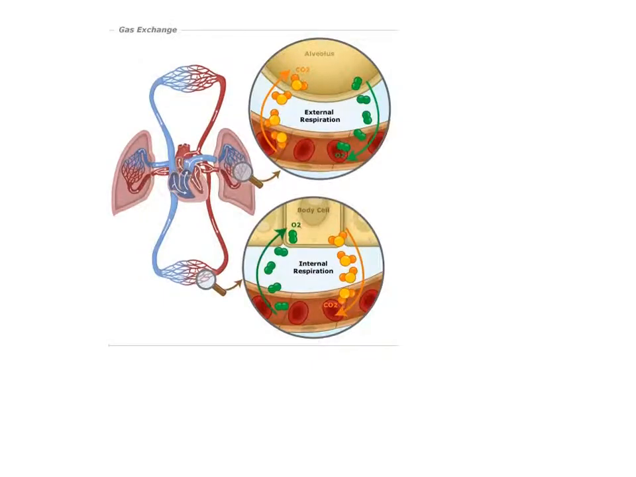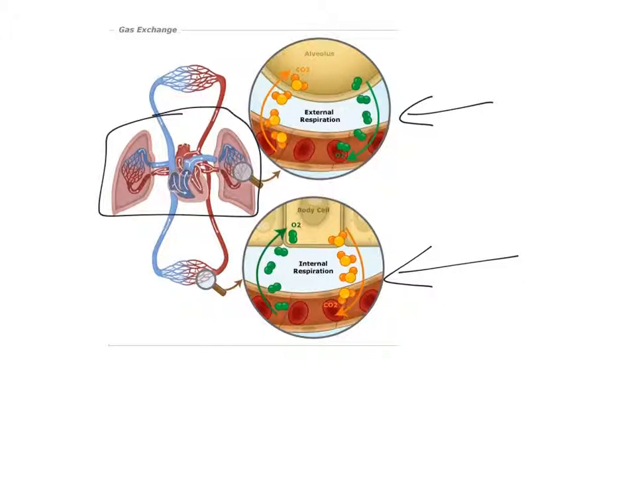As you can see in the diagram, we have external respiration and internal respiration. External respiration happens in the lungs and it concerns the exchange of O2 and CO2 between the lungs and the blood. Internal respiration, which you can see down here, is concerned with the exchange of O2 and CO2 between the blood and the muscles or the body cells.